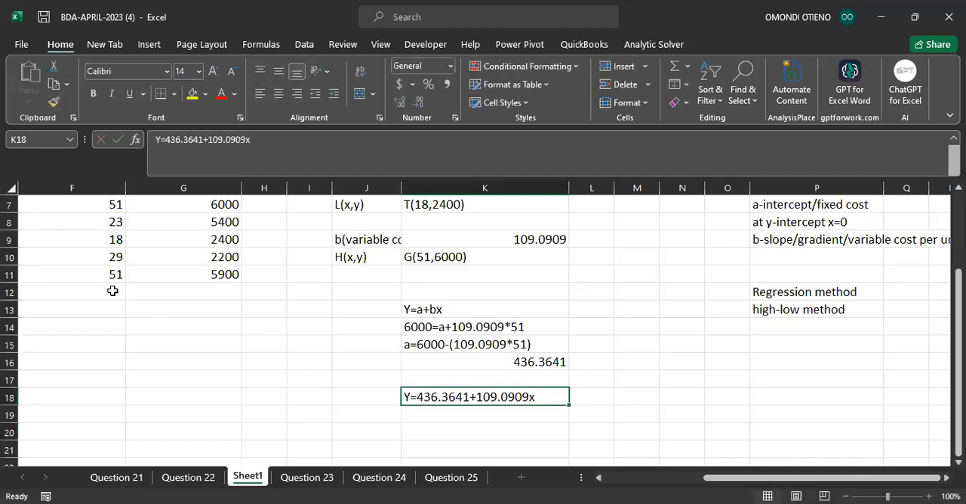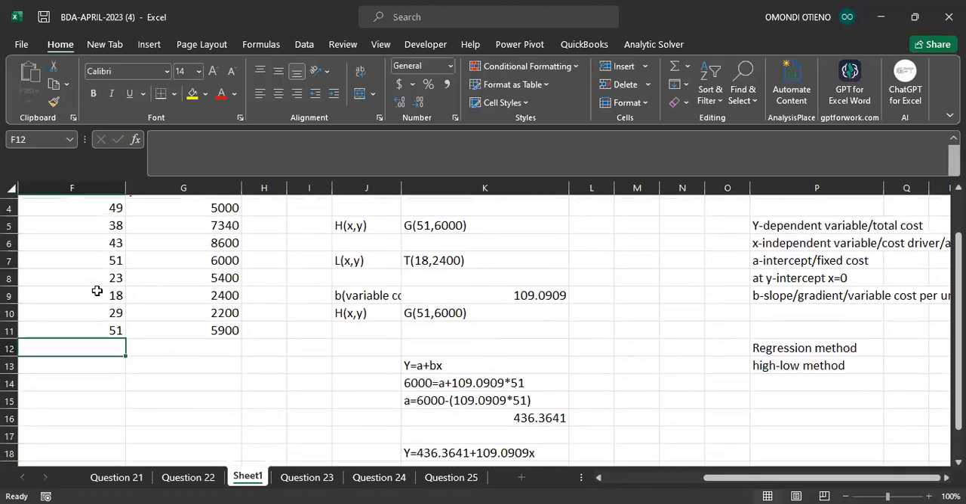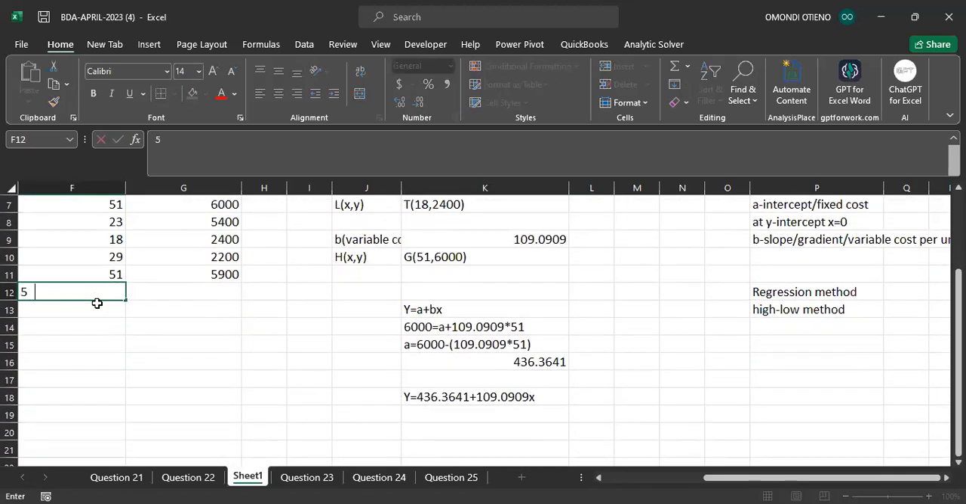So should they tell you that in the next period, in the next week, in the next month, in the next year, they utilized 56 labor hours, are we able to estimate the total cost? Let's estimate the total cost here. What will be our total cost? You can give it to the nearest whole number.